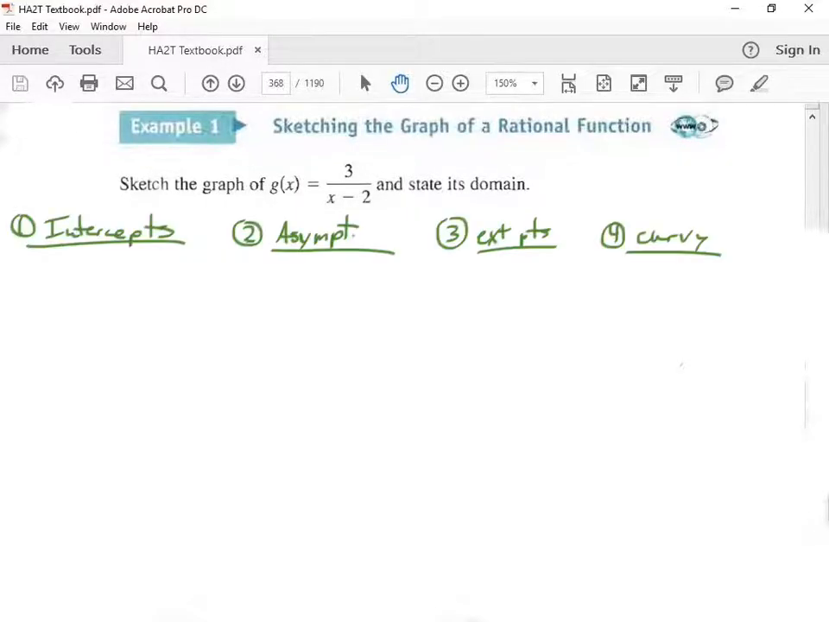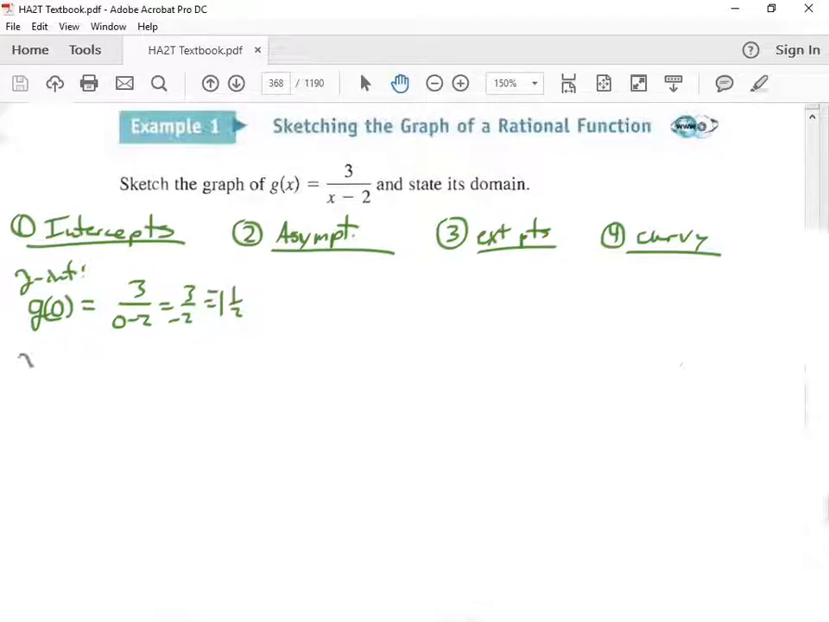All right, number 1, we got to find our intercepts. So to find our intercepts, the first thing I'm going to do is plug in 0 for the x. This is going to give us our y-intercept. Once I do that, I get 3 over 0 minus 2, which would give us 3 over negative 2, which on the graph would look like this, negative 1 and 1/2, and don't forget your negative sign right there.